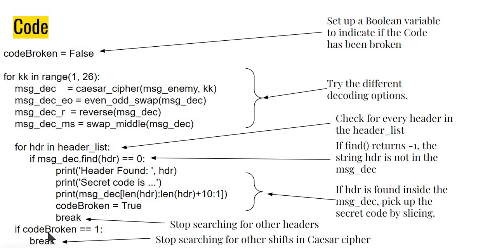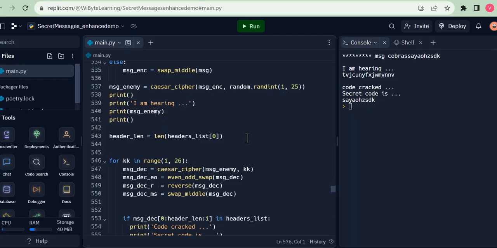So notice there are two breaks over here, but the role is very clear. This break here breaks you from the inner loop, which is searching over the other headers. This break here breaks you from the outer loop, which is searching for the different shifts in the Caesar cipher. So be very clear on this. Now let's see this working in the code, and then that becomes more interesting.